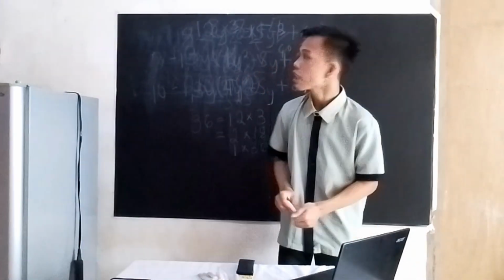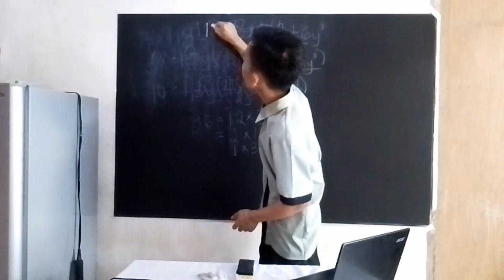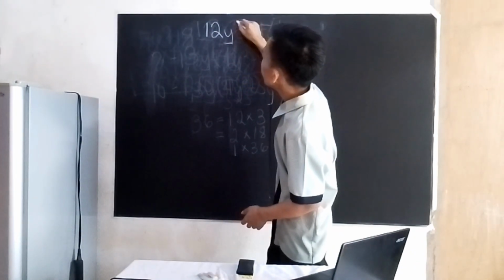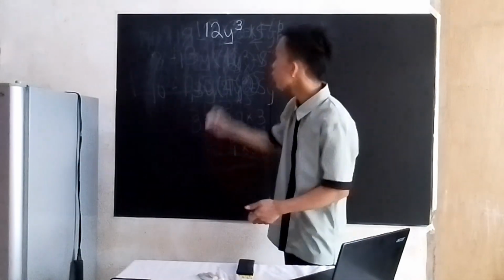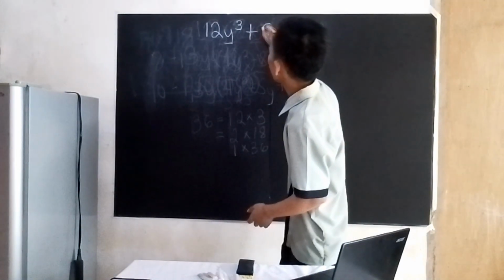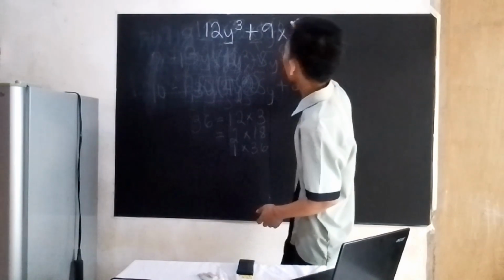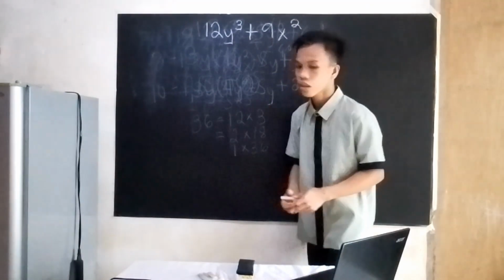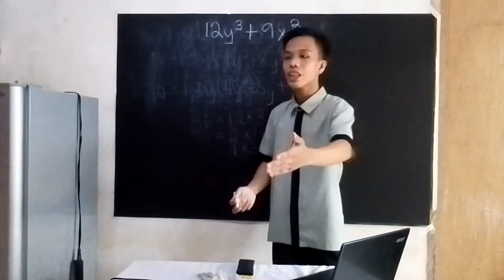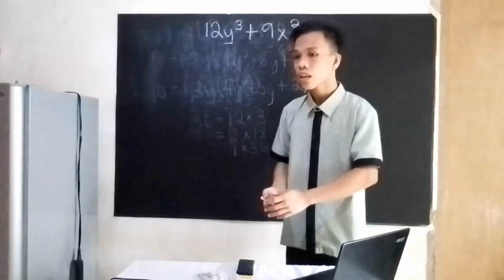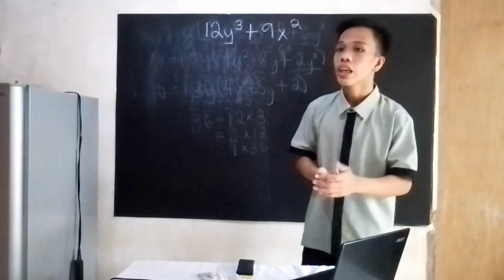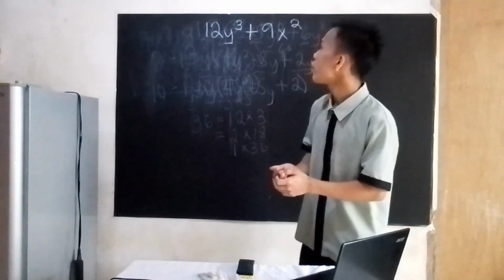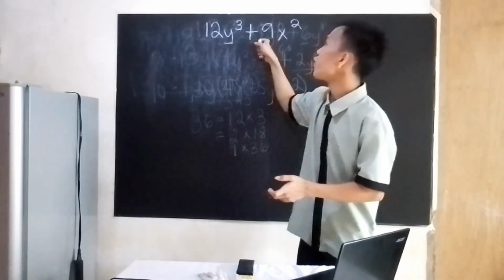So, for our next example, we have 12y cubed plus 9x squared. So, what is the first thing that we need to do again? That's right, so we are going to find a number that we can divide to both coefficients.